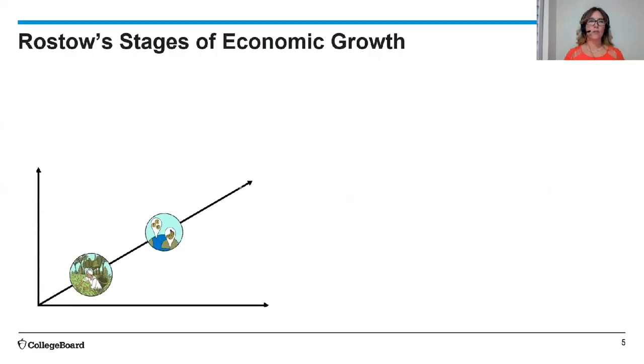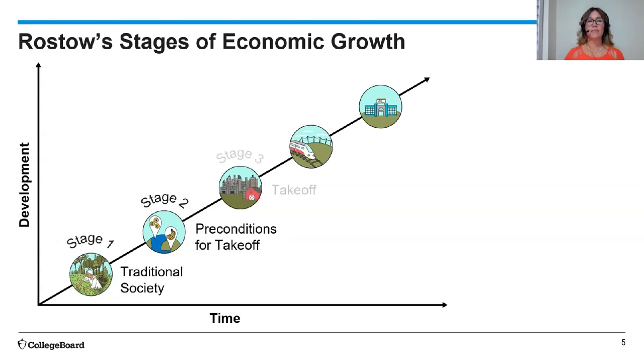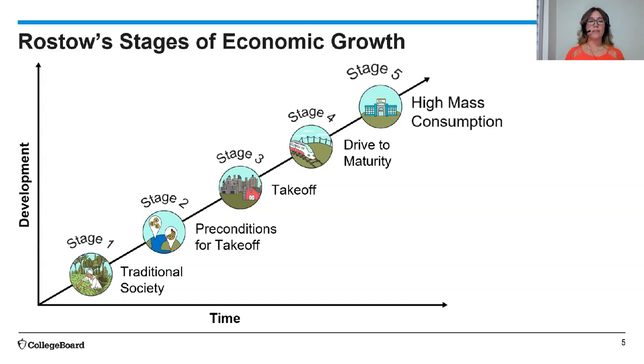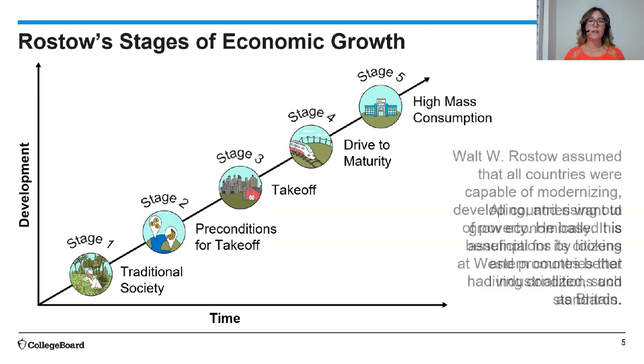Rostow's stages of growth. We look at growth over time and look at development over time. And so Rostow, we have 5 stages, from stage 1, the traditional, up to stage 5, mass consumption. And almost all countries want to grow economically. It's beneficial for their citizens, and it also promotes better living standards and conditions.